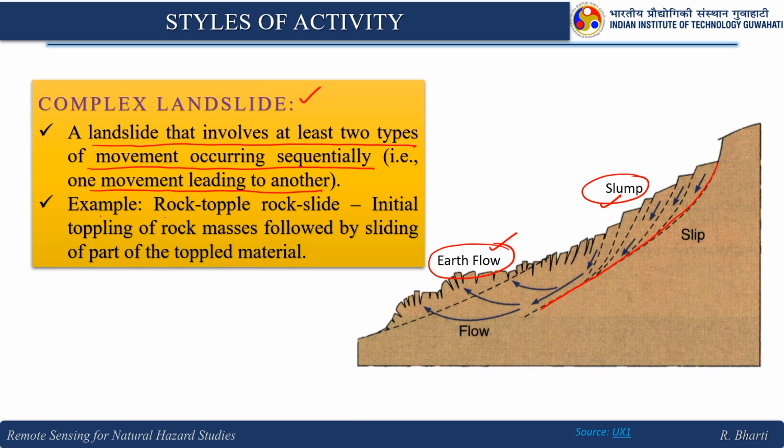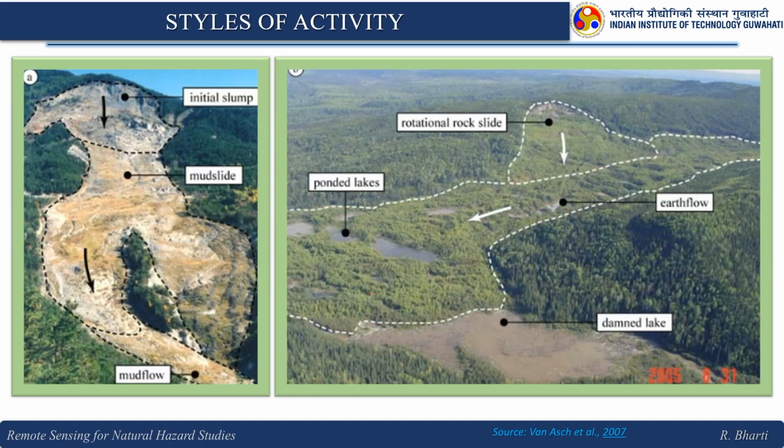So, for example, rock topple and rock slide: initial toppling of rock masses followed by sliding of part of the toppled material. So, here you can see this is the initial slump, right, and here you have the mudslide and here you can call it mud flow. In this case, the right hand image, here you can see the rotational rock slide, this is the earth flow that is taking place together.